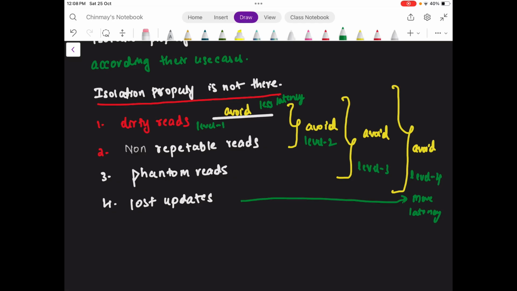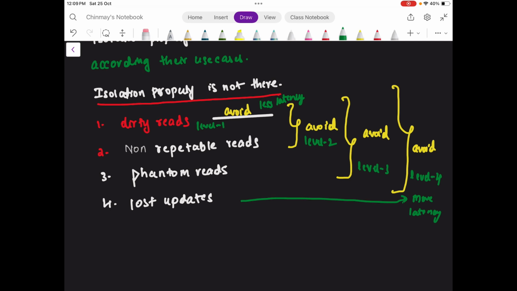Okay, based upon the user's requirement, the developer can decide which level of isolation will be required. Okay, if there is a level 4, you avoid all the isolations, but you are having more latency. If you are using the level 1 isolation where you only avoid the dirty reads, we have less latency. It depends upon the developer's choice.